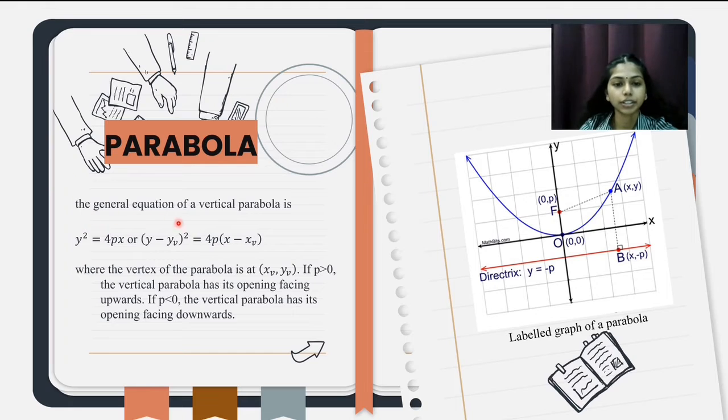You can see the general equation of the vertical parabola here, where the vertex of the parabola is at xv, yv. If p is more than 0, the vertical parabola has its opening facing upwards, like this. If p is less than 0, the vertical parabola has its opening facing downwards, like this.